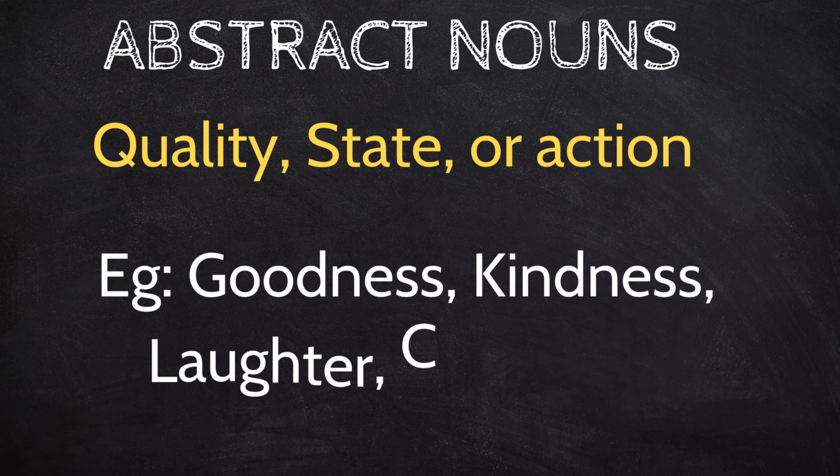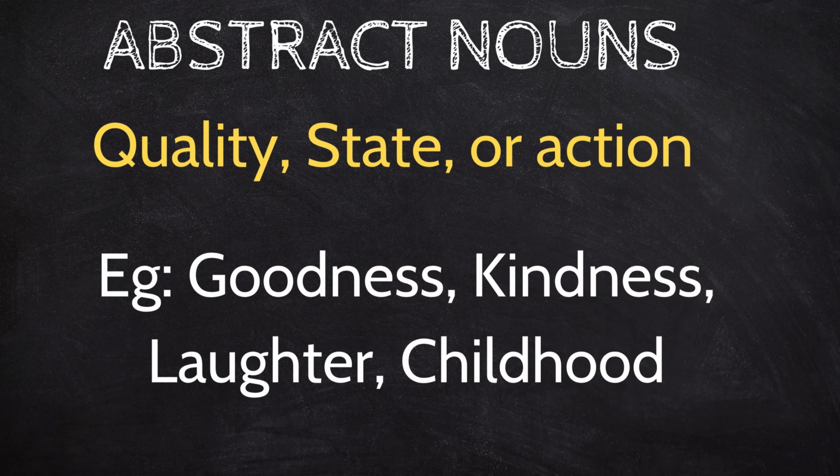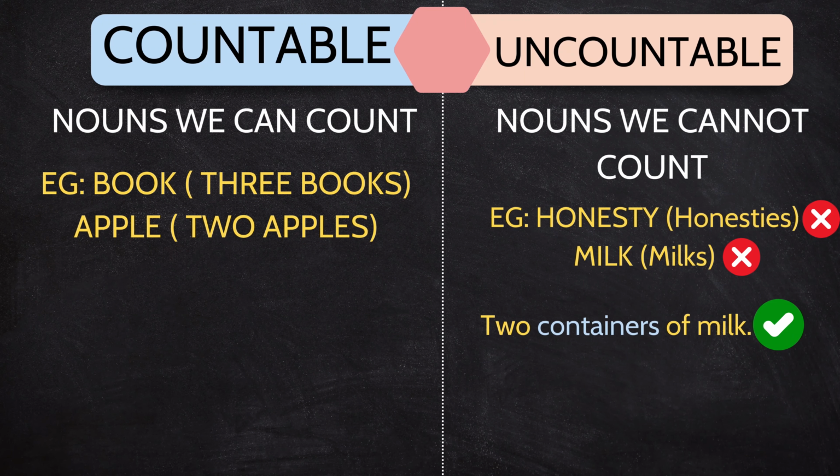Abstract nouns, quality, state, or action. What are abstract nouns? Nouns that give quality, state, or action. For example, goodness. Goodness is a quality. Kindness is also a quality. Laughter is an action. Childhood is a state. These all are nouns which are abstract nouns.